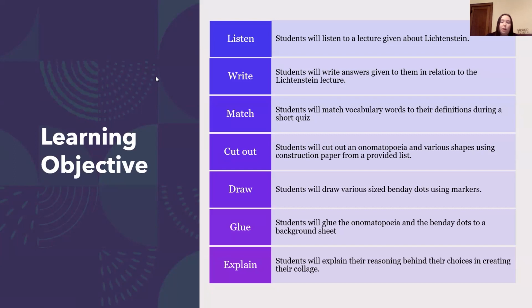Students will cut out an onomatopoeia in various shapes using construction paper from a provided list. Students will draw various sized Ben-Day dots using markers. Students will glue the onomatopoeia and the Ben-Day dots to a background sheet. Students will explain their reasoning behind their choices in creating their collage.